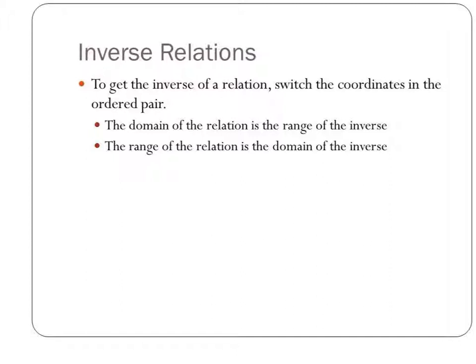Last thing we're going to mention here today, and then we'll finish it up in class, is what an inverse relation is. And to get an inverse relation, all you do is switch the coordinates in an ordered pair. So if an ordered pair is 1, 2, the inverse would be 2, 1. So the domain, that's your x's, of the relation become the range in the inverse, they become the y, and the range in the relation becomes the domain in the inverse, because the x becomes a y and the y becomes an x. So if you just understand that part, we'll continue from there next time.